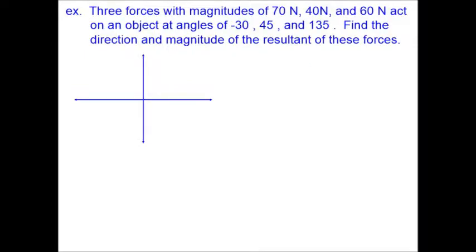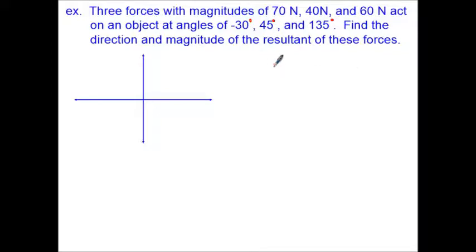Now, let's take a look at something where 3 forces are at play. Alright, so I've got 3 forces with magnitudes of 70 newtons, 40 newtons, and 60 newtons acting on an object at angles of negative 30 degrees, 45 degrees, and 135 degrees. Okay, find the direction and magnitude of the result of these forces.